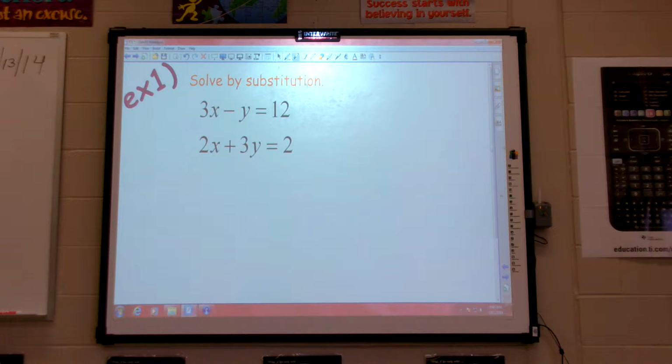So let's get y by itself. So I have 3x minus y equals 12. I'm going to subtract 3x from both sides. So I have negative y equals 12 minus 3x. Right? Don't you dare combine those. But now you have to divide by -1. Now be careful. When you divide by -1, you're dividing all of that. So I have y equals, divide each term, -12 plus 3x.